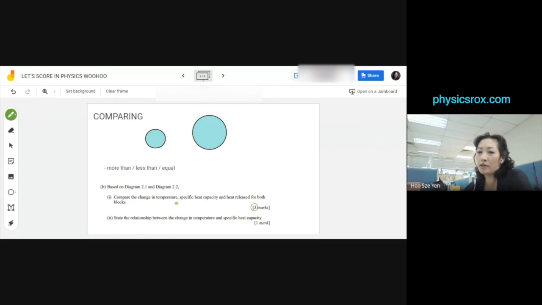If it's 3 marks, means how many points? Yes, correct, you write 3. So if you have to write 3 points, make sure you have 3 things to compare. You compare the change in temperature, you compare the specific heat capacity, and you compare the heat released. If you accidentally mix up something, sometimes it happens and you lose a mark.